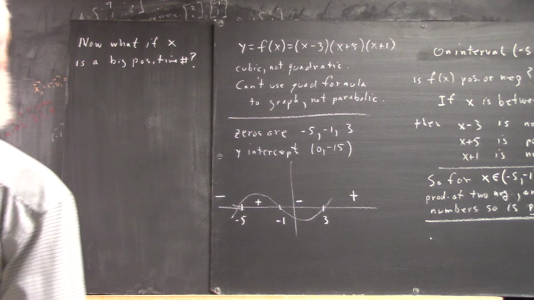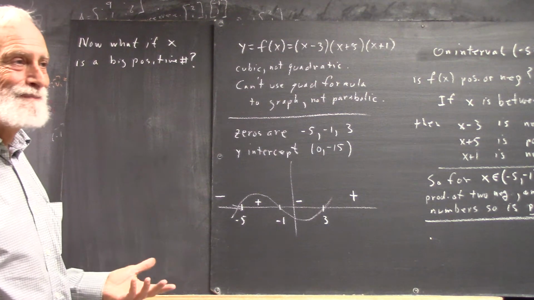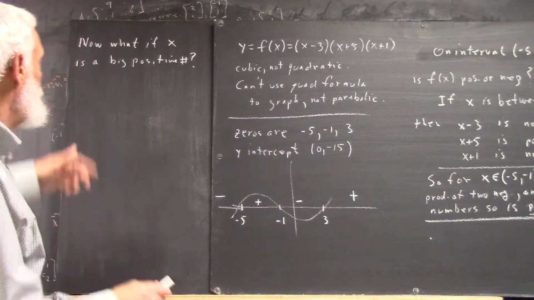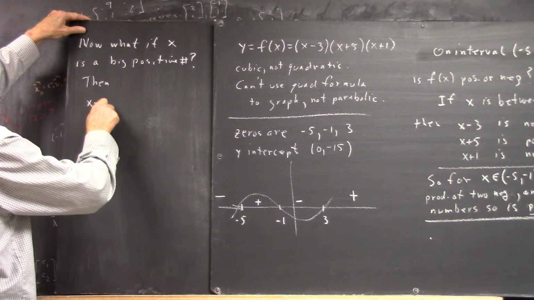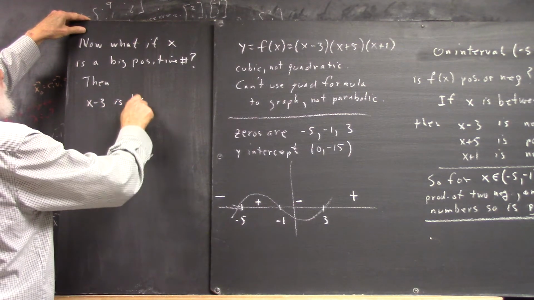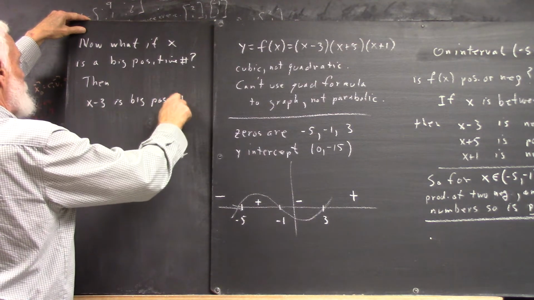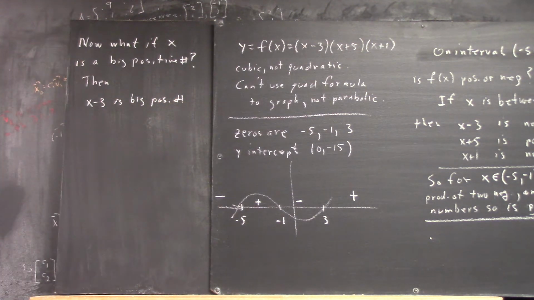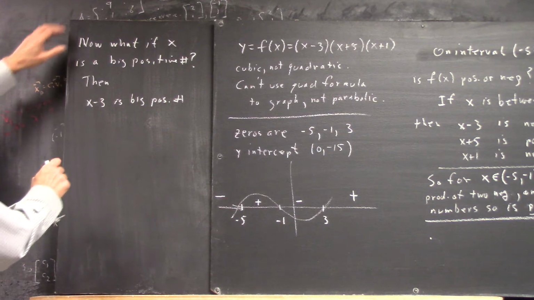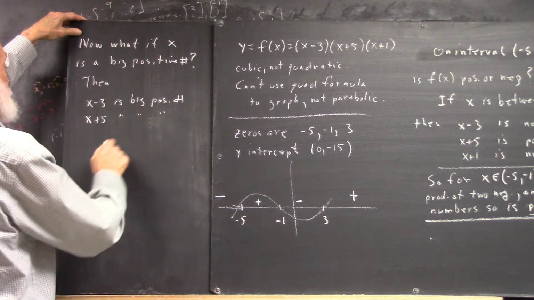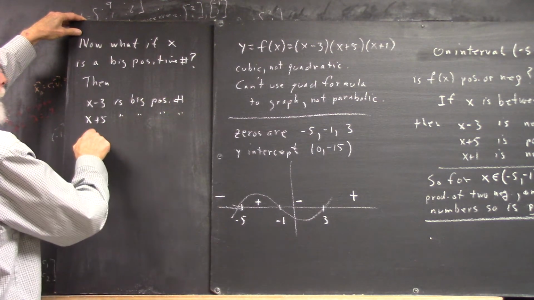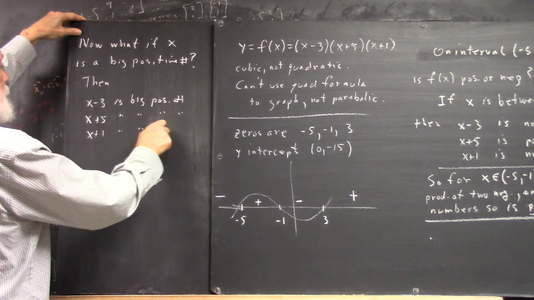Well, by big, I mean big enough to make the statement that x minus 3 is going to be a big positive number, because if x is big enough, subtracting 3 is not going to change its bigness. And x plus 5 will be a big positive number, and x plus 1 is a big positive number.